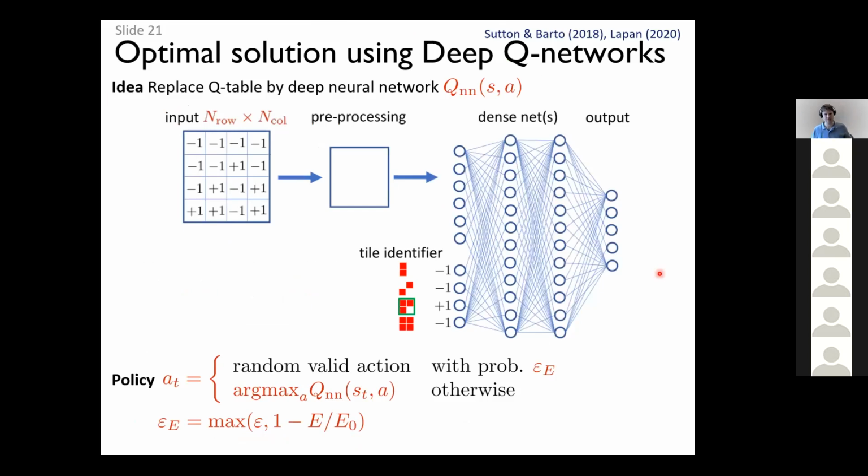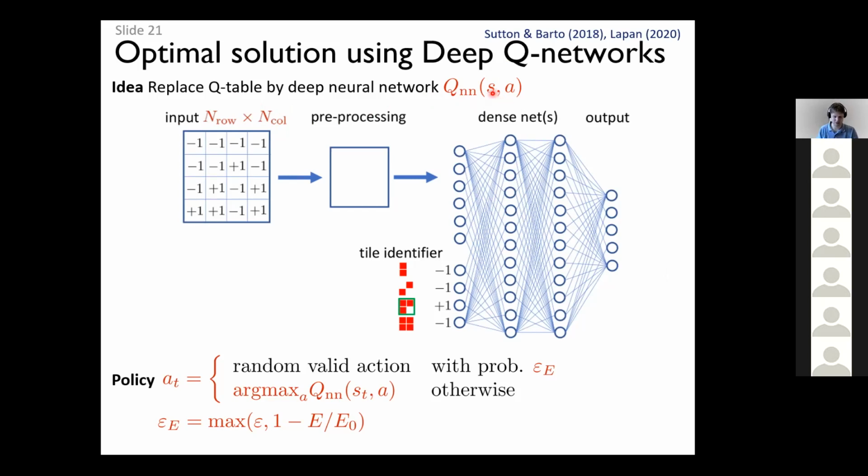So that was the Q learning, and then the equivalent for an alternative method using a neural network is called deep Q networks. And basically, we use the same scheme as in the Q learning, but we replace the Q table by a deep neural network that we call QNN, and it can be viewed as a function of s and a.